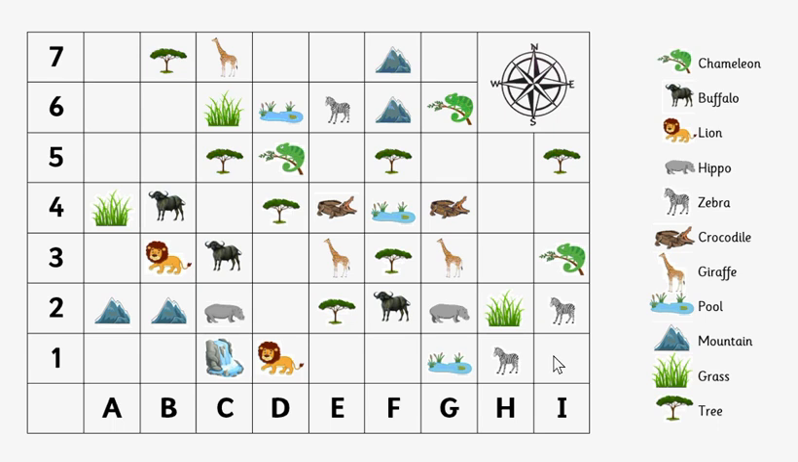3/4 turn anti-clockwise. So we're in I1, 3/4 anti-clockwise. 1, 2, 3. Now we're looking west. And forward 5 spaces. 1, 2, 3, 4, 5. D1, lion. We landed on the lion.